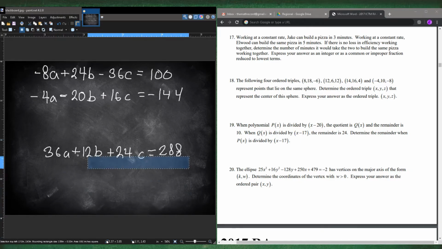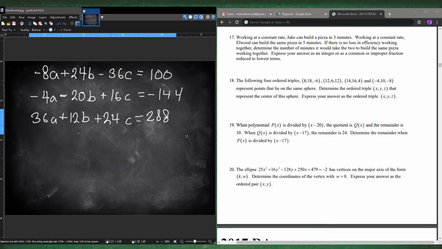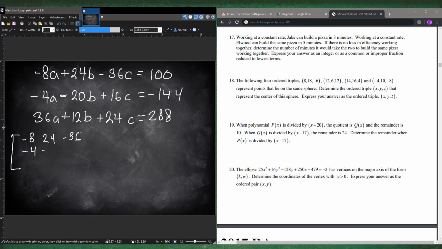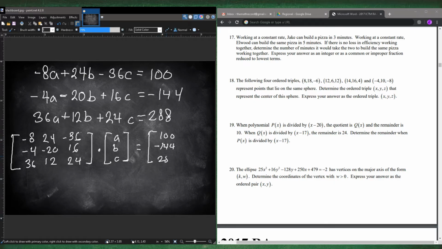If you want to solve the system of equations by hand, you could. But what I'm going to do to save time, and since we're allowed to use the calculator, I'm going to use a matrix. So how this kind of works is we're going to make a 3 by 3 matrix. We have a negative 8, a 24, right? And then a negative 36. We have a negative 4, a negative 20, and a 16. We have a 36, we have a 12, and we have a 24. So this matrix multiplied by A, B, C, this is just a general idea of how it works using system equations, is equal to our 100, negative 144, and 288.